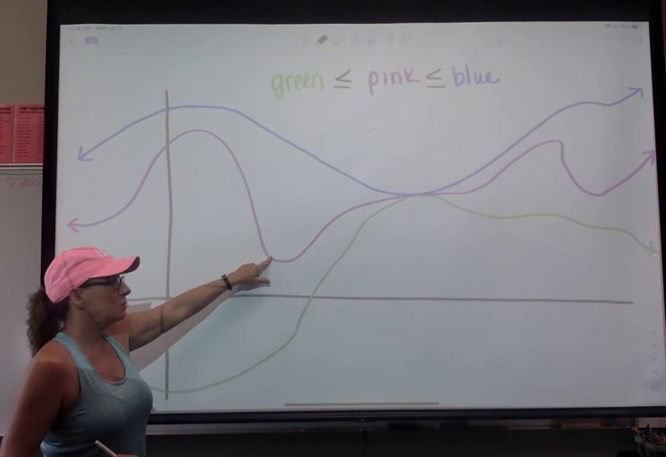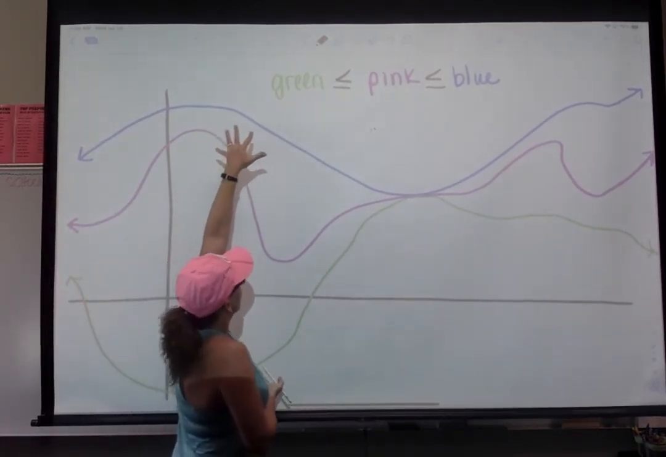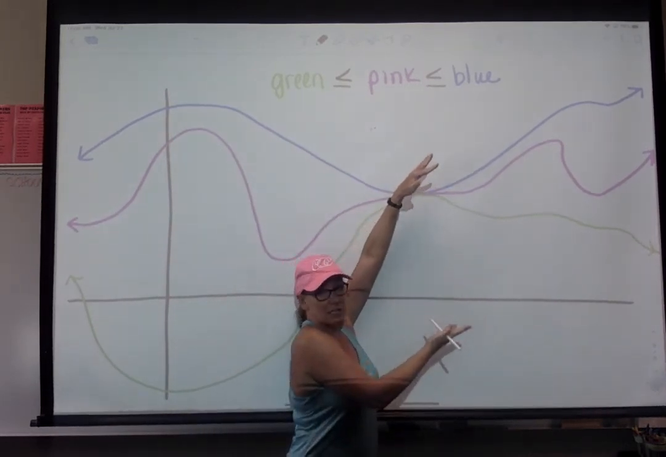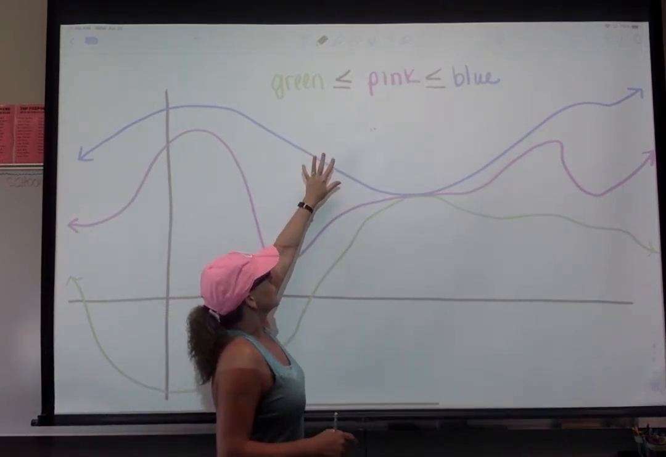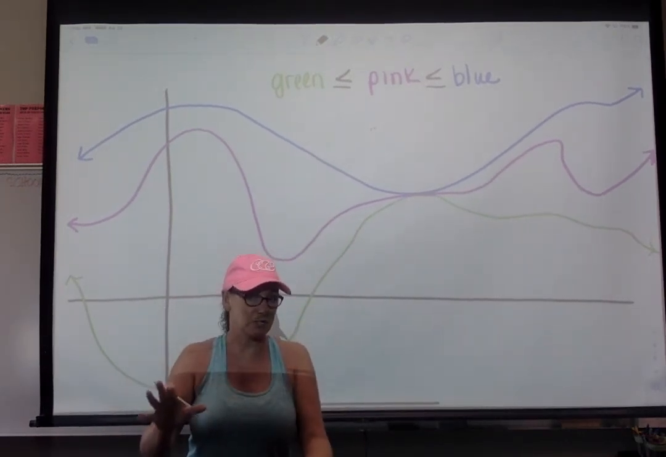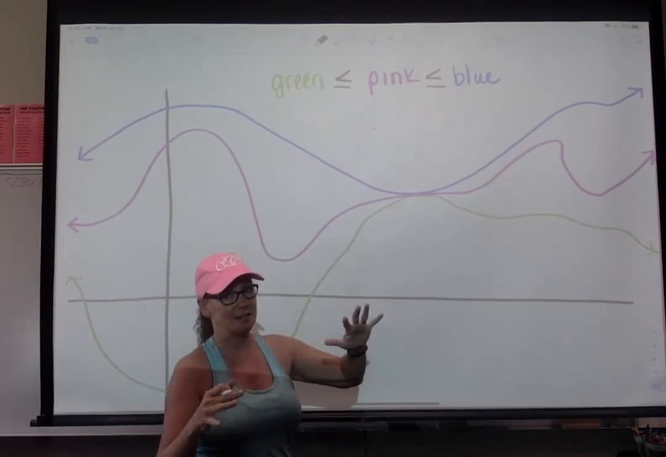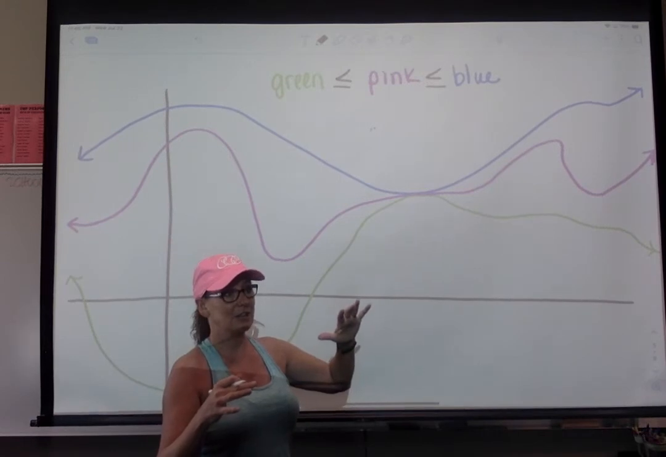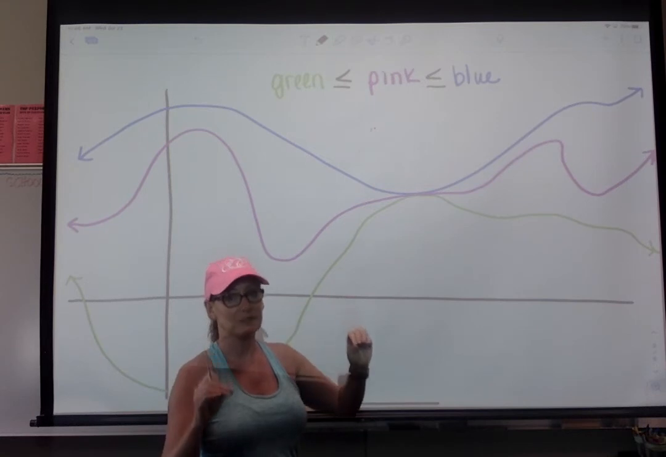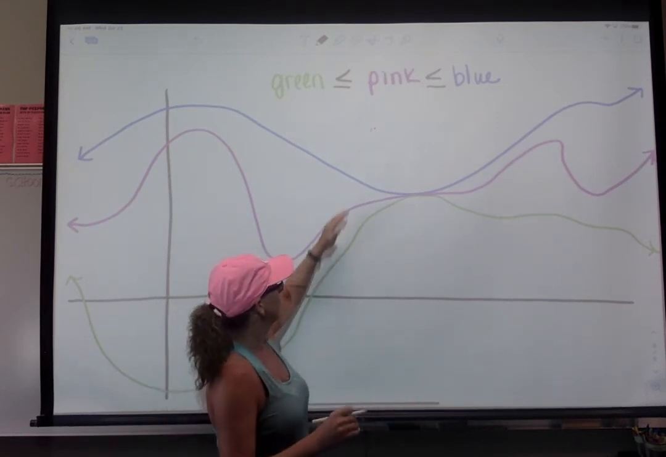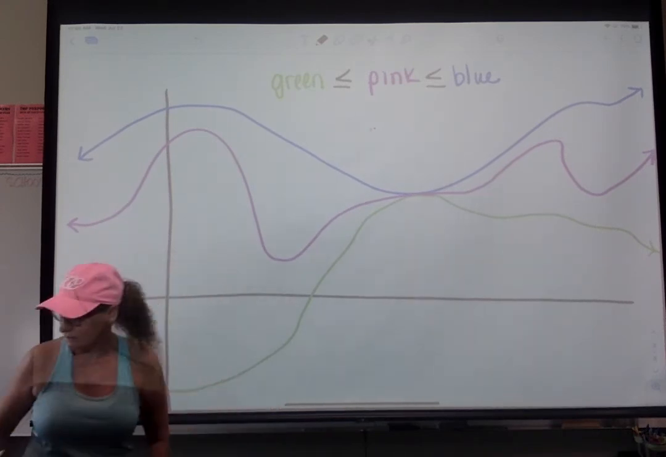I don't know what the pink one's doing, but I do know that it's being squeezed between. It's constantly being squeezed between these other two functions. So sometimes the blue one and the green one might be nice functions that you kind of know something about. And the pink one might be crazy. And you can say, I don't know anything about the pink one, but I know that the pink one always is between the green one and the blue one. That's the premise of the squeeze theorem. Now let's get into the details.